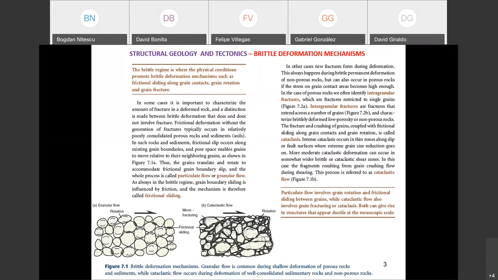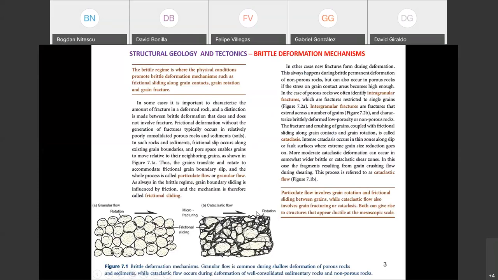But then you can have fractures that extend across several grains. You have a solid, strong rock, and a fracture forms and cuts across several grains. And those are called intergranular fractures. Now, think about this. These fractures are created, and then you can have frictional sliding along these fractures. Once you create them, you can have this.